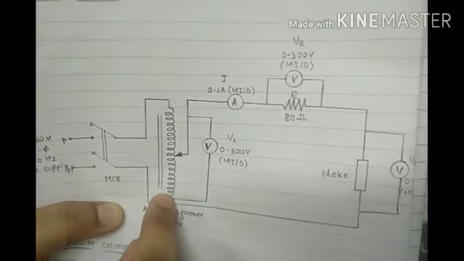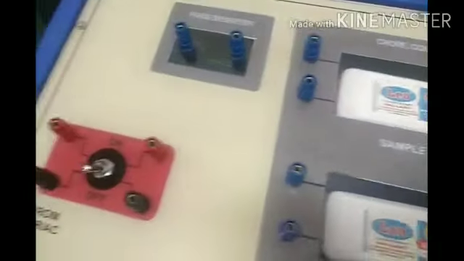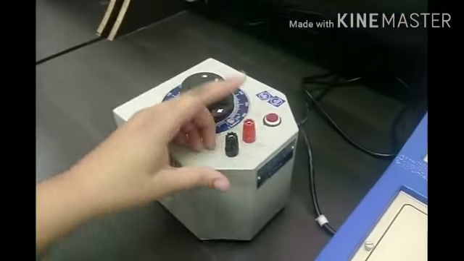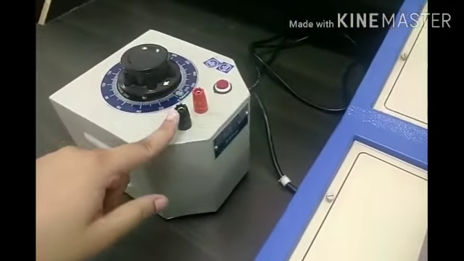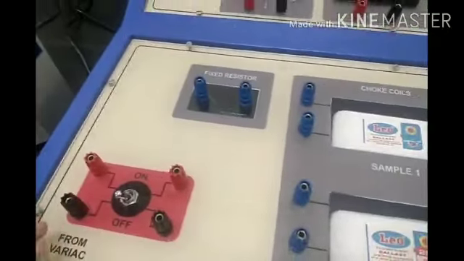Now this will be to the another end of the auto transformer, that is from this side of the choke coil back to this terminal. As we started from this terminal, we will be ending to this terminal. So this was all about the kit.